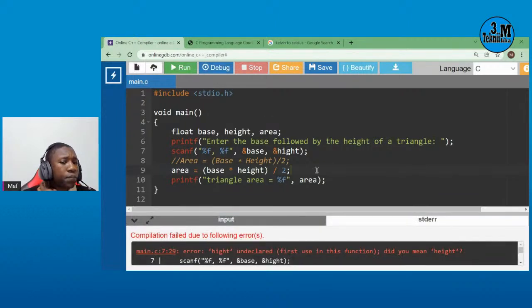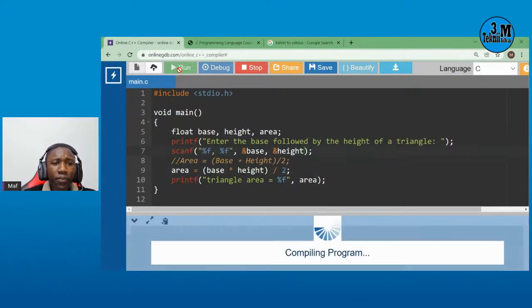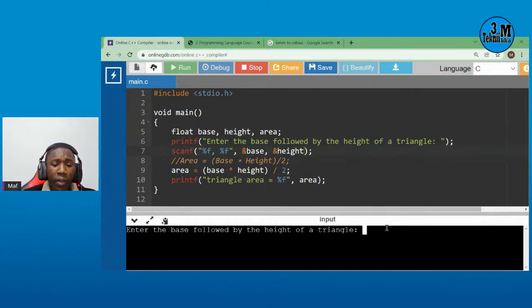We can go ahead. Height is badly written somewhere here. Have I written height like this? Where did I write this? I'm not seeing it. Oh, this. That's bad. Okay. The base of the triangle. Let's say the base in centimeters or meters is something like 10.